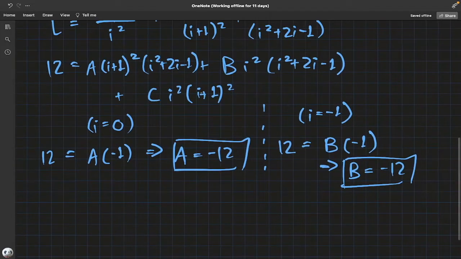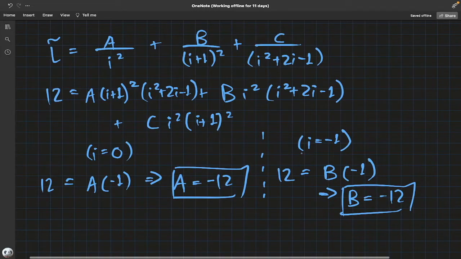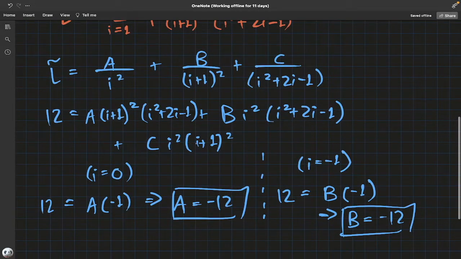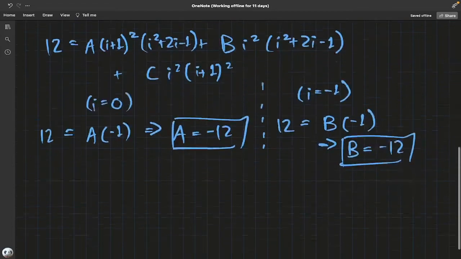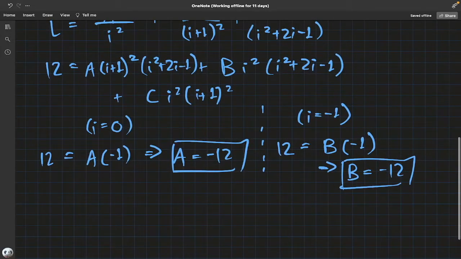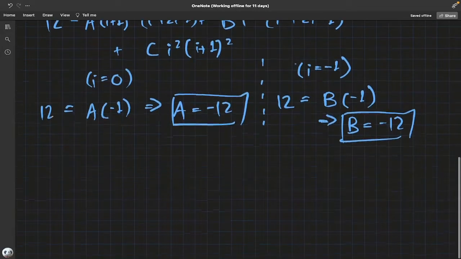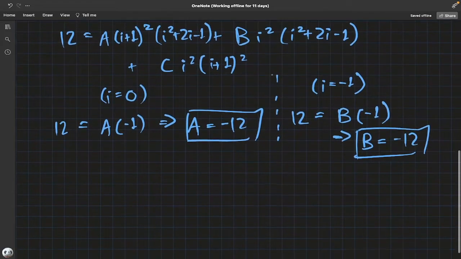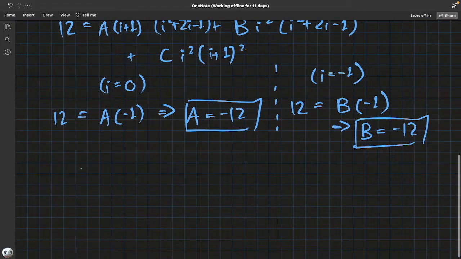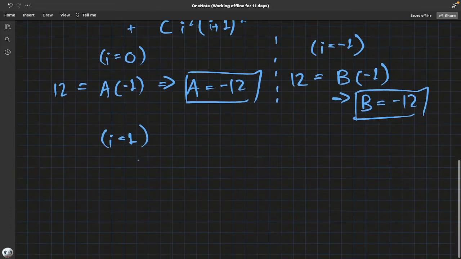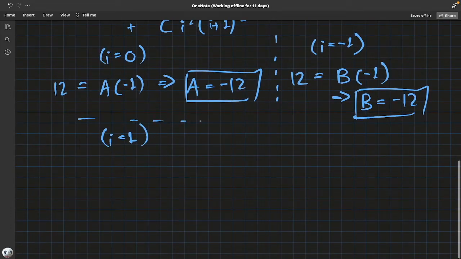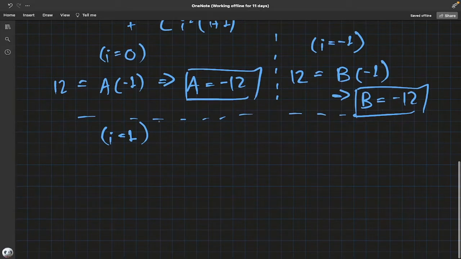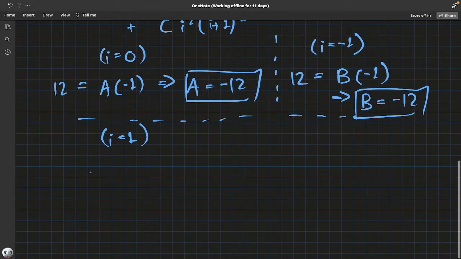Now we can't really do the same magic for finding C because, well, the roots of this are irrational, and adding, subtracting irrational numbers is kind of messy. You don't really want to do that. So just plug in any arbitrary number. Let's hope for something that's easy, because that makes your calculations a lot easier.